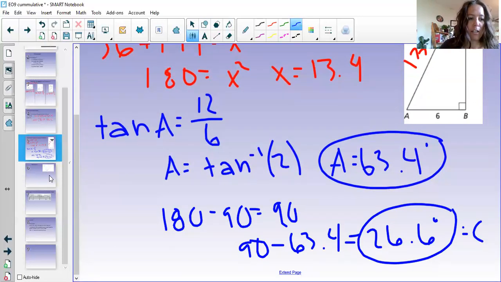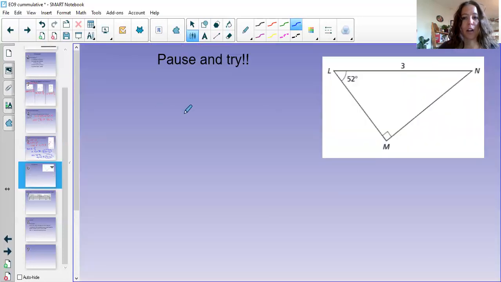Okay? All right, so what I want you to do is pause your video and try this one out. I want you to solve for angle N and side lengths LM and MN. This one is a little different than the previous one, but I want you to try it out and see how you do.